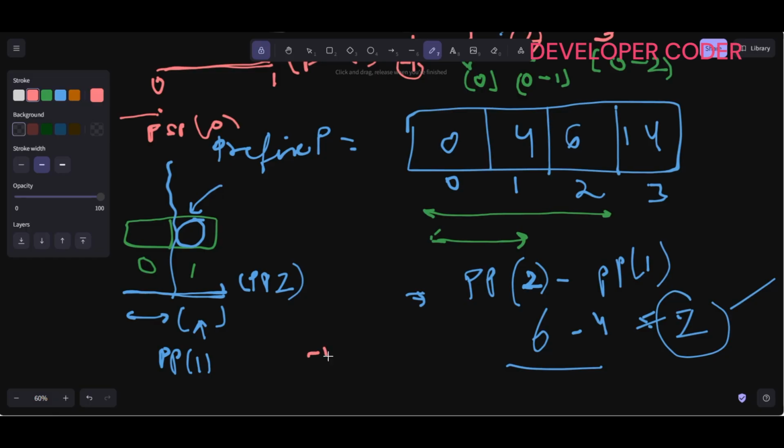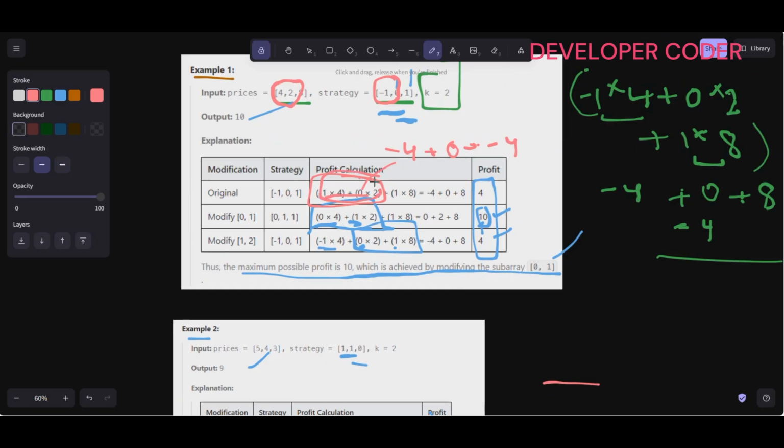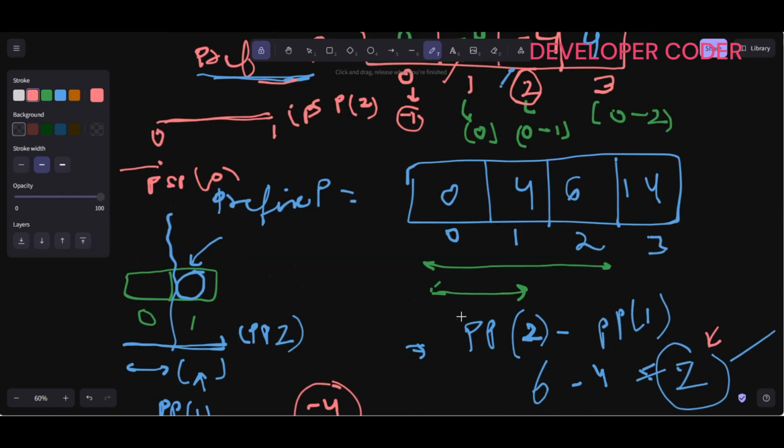So originally I have -4, and now I have 2. In this part we are getting -4, and with modification I'm getting 2 only, right? So now what is the total gain? Modified minus original: 2 minus -4, that is nothing but 6. 6 is positive, that is nothing but positive gain. So this is a gain in this part. I have to calculate the gain.